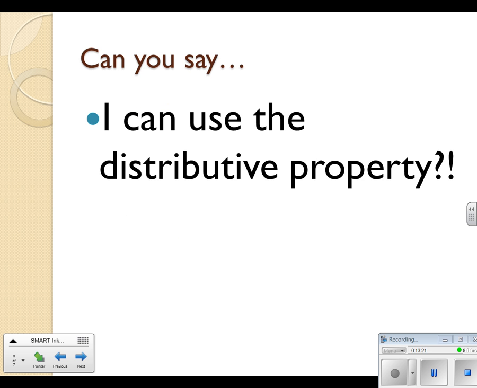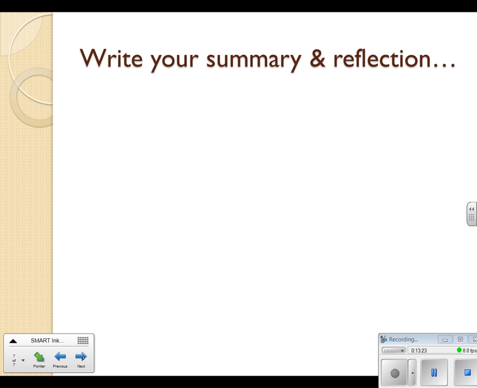Can you say, I can use the distributive property? Write your summary and reflection and be prepared with questions for in class.